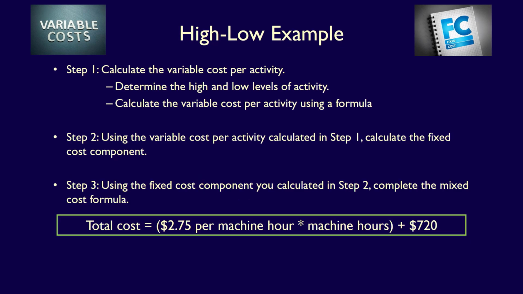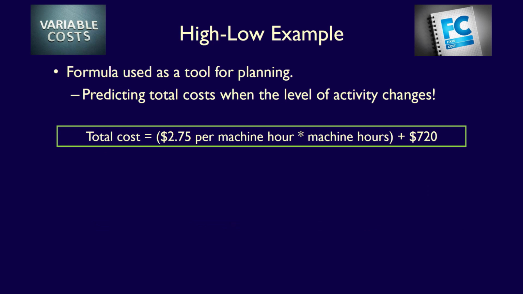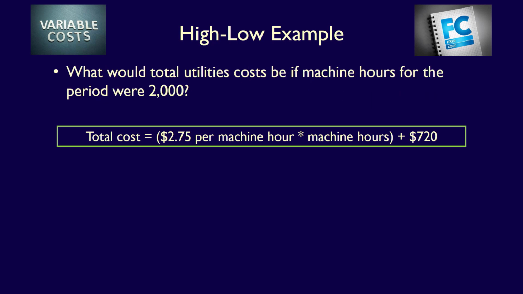So our formula for mixed costs is still total mixed cost is equal to $2.75 per machine hour multiplied by the machine hours plus $720. The high-low method allows us to separate out the mixed cost into its fixed and variable components, but we have more than that. We have a formula that management can use when planning to determine total costs if there is a change in the level of activity. For example, management might ask what would total cost of utilities be if the total machine hours were 2,000, a totally different level of activity.